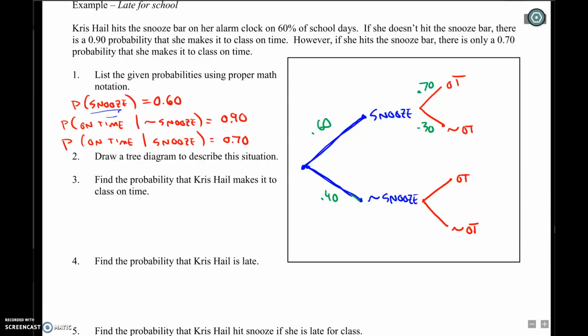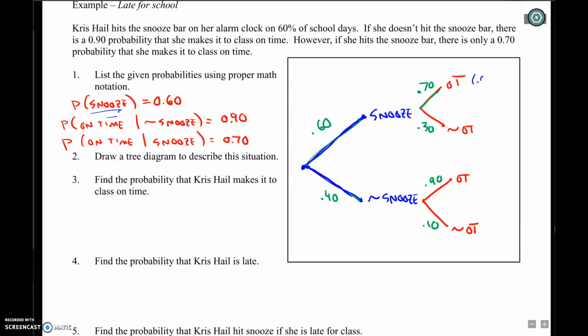This is on time given she doesn't hit the snooze. On time given she doesn't. That's 90%. Usually she'll be on time. However, there still is a 10% chance that she'll be late. So because these are conditional probabilities, and this is the original hitting the snooze, basically it breaks this down into these products. So this is the multiplication rule.